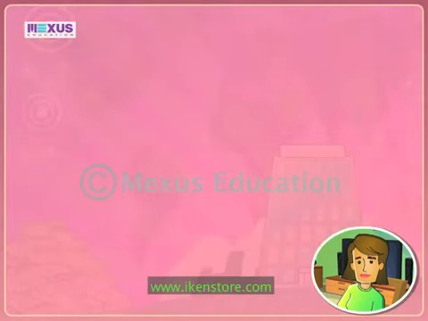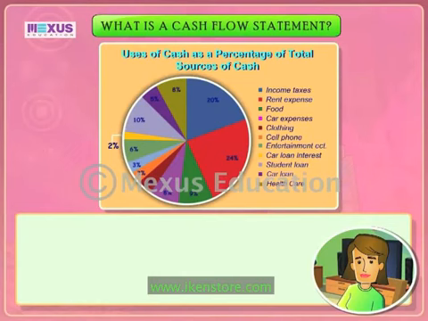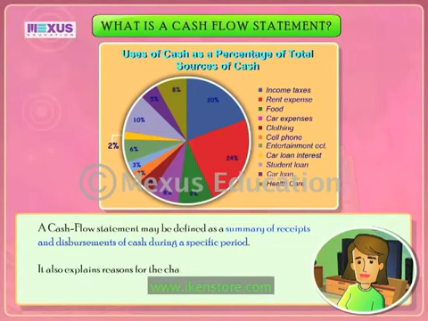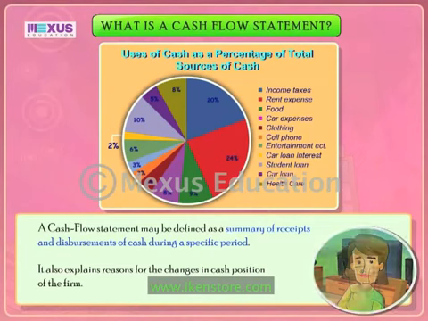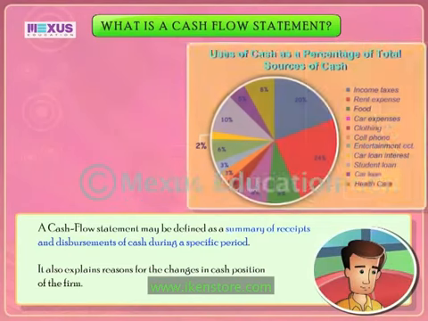Now let me explain. What is a cash flow statement? A cash flow statement may be defined as a summary of receipts and disbursements of cash during a specific period. It also explains reasons for the changes in cash position of the firm. Can you elaborate the concept? I'm still confused.